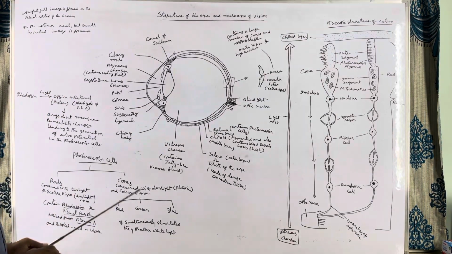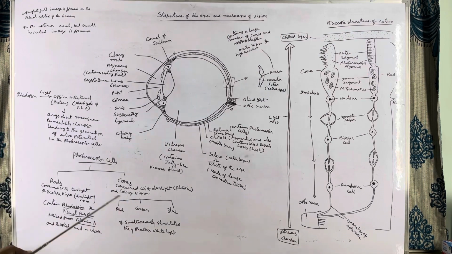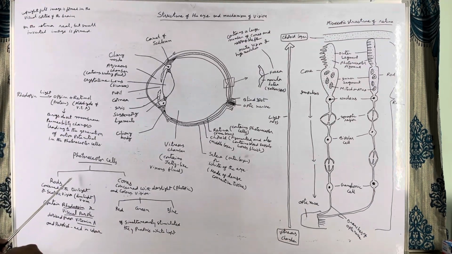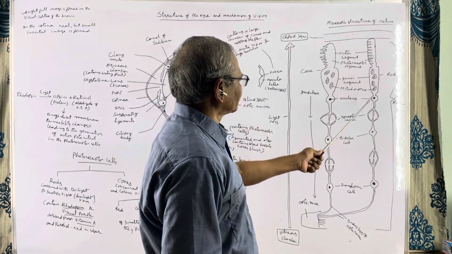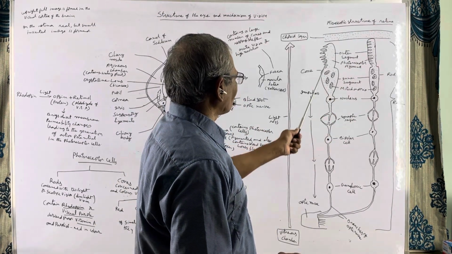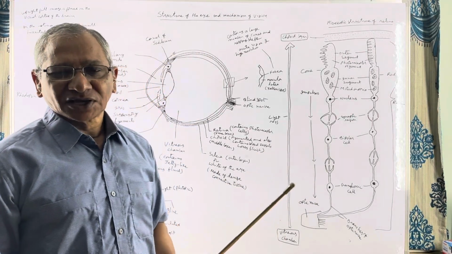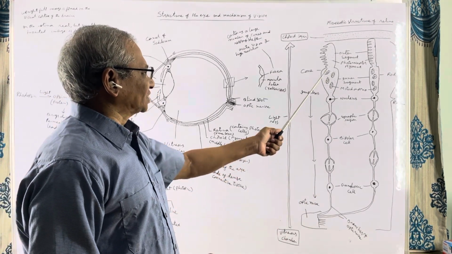Coming to the photoreceptor cells, there are two types based upon their shape and also function. First type are known as rods. Second type, cones. Rods look like this. They got a rod shape. These are the cones. They look like a cone. So based upon their shape, they are known as rods and cones. The arrangement of rods and cones we will see after some time.